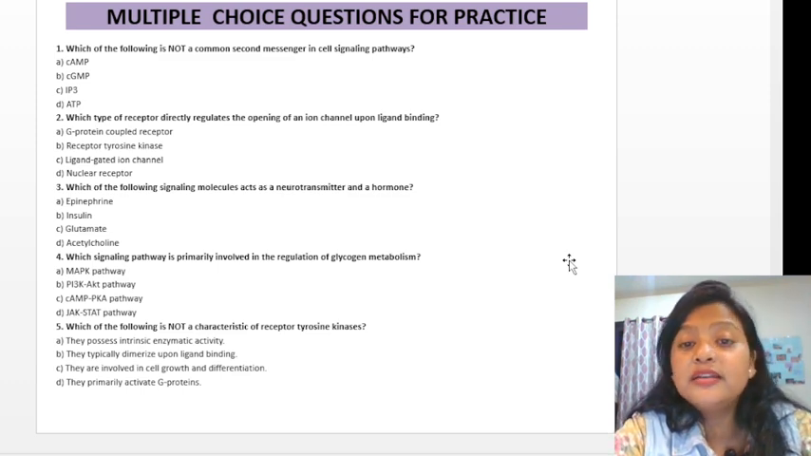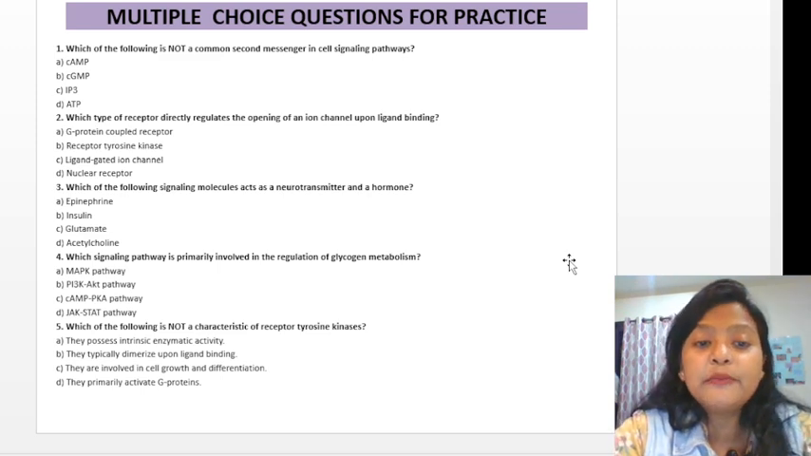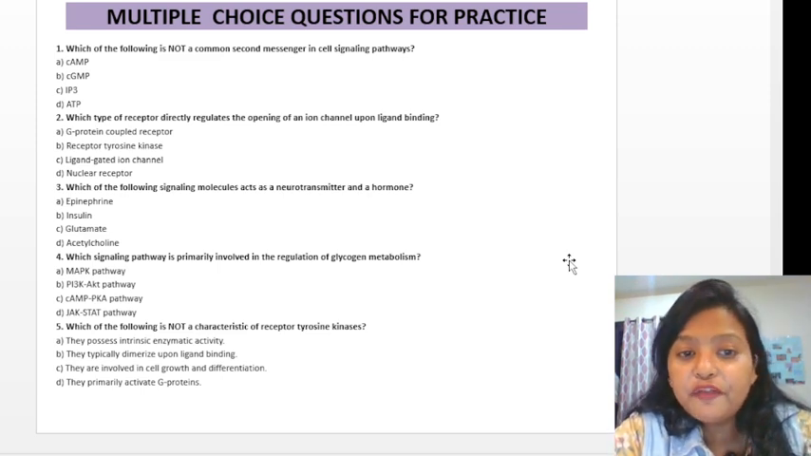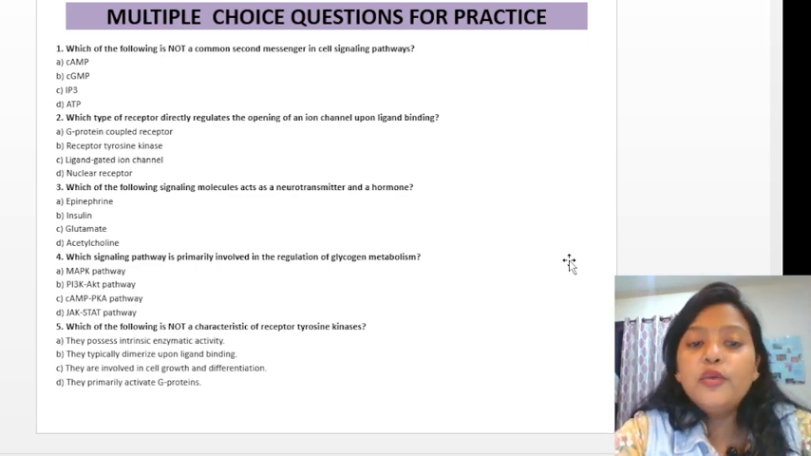Okay, which of the following signaling molecules acts as a neurotransmitter and a hormone? कौन सा यहाँ पे होगा? आपको पता है ना? Epinephrine. Okay. Then which signaling pathway is primarily involved in the regulation of glycogen metabolism? कौन सा होगा यहाँ पे? MAPK, PI3K. कौन सा होगा यहाँ पे? आप बोल सकते हैं ग्लाइकोजन मेटाबॉलिज्म. ओके, तो ये आप खुद करेंगे.